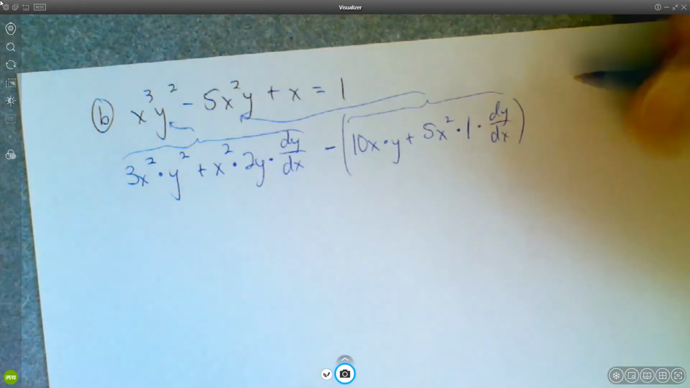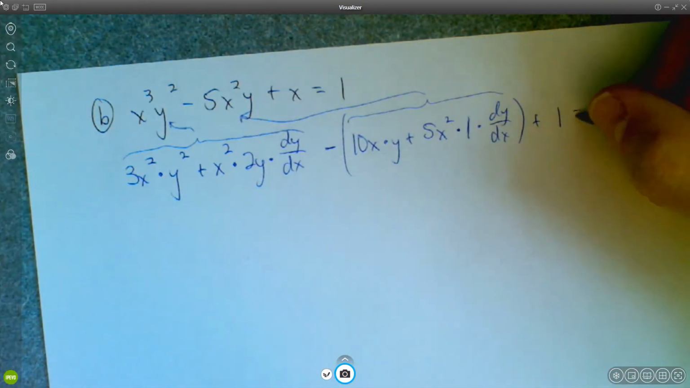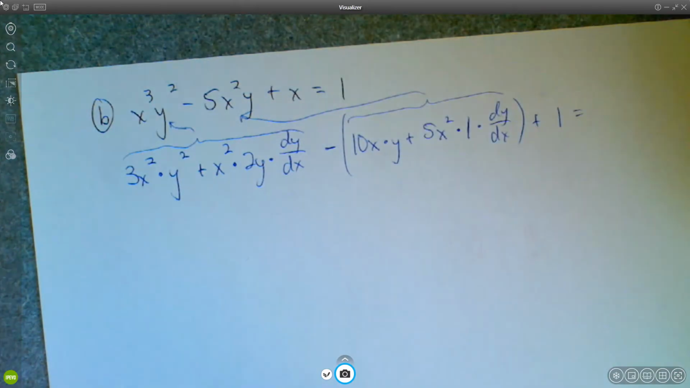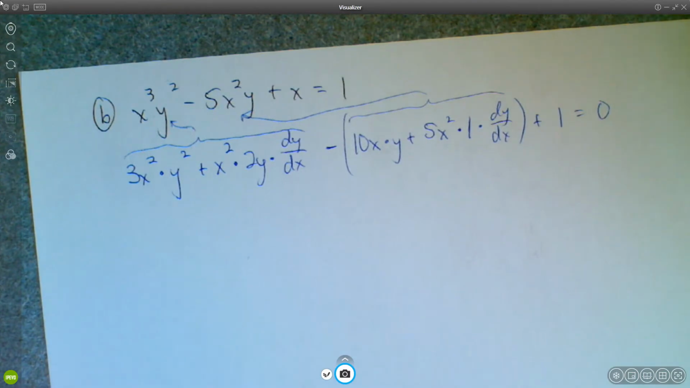And then I have to add the derivative of x. Well, derivative of x is just 1. And then on the right-hand side, I need to differentiate a constant. Well, the derivative of 1 is just 0, right? The derivative of a constant is 0.